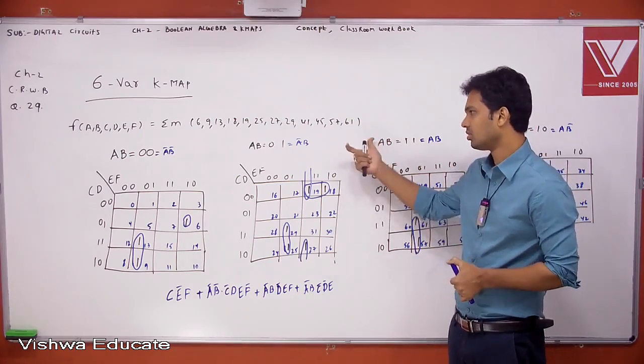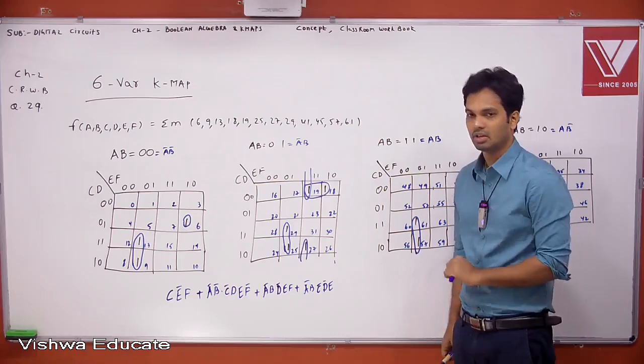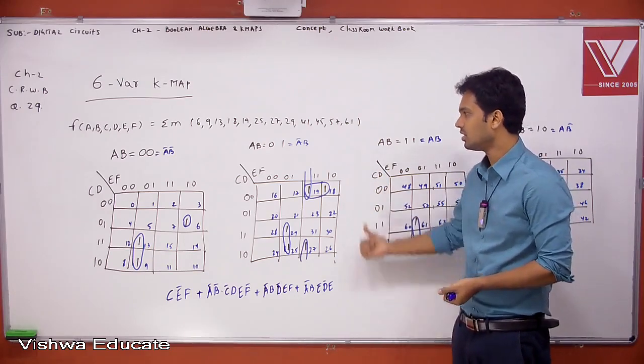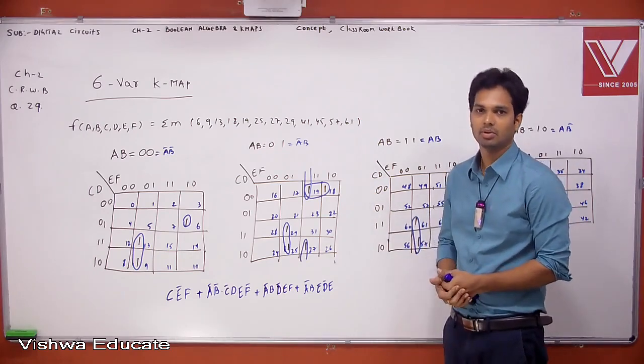In GATE, they won't give you generally 6 variable K-map. Up to 5 they can give. If it is in IES, that too in conventional, they can give this 6 variable K-map. Okay, copy it.